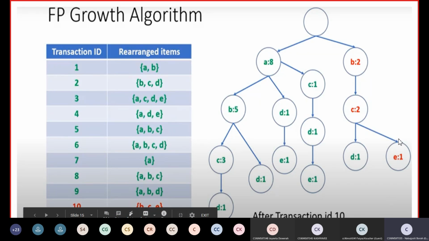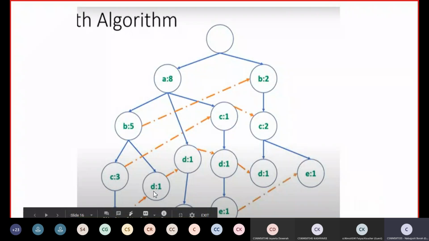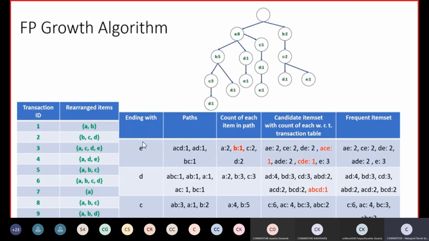Next I am going to create the FP item set. As you can see, there is a relation between all the trees, B to B5. See this relation, C to C1. I created this connection here. D1, D1, D1, D1, there is a connection. E, E, E connection. Now since we have this ending, I will create the frequent item set for every single item in this list. First I will start with E.